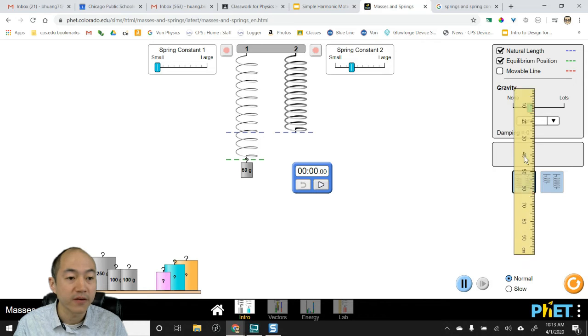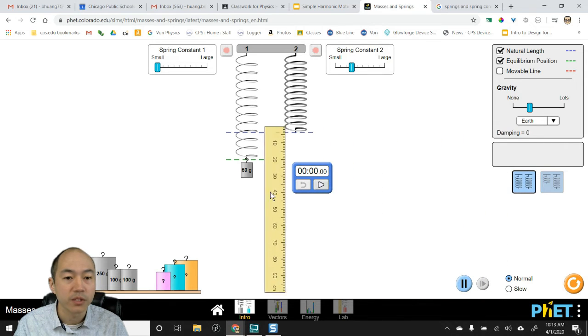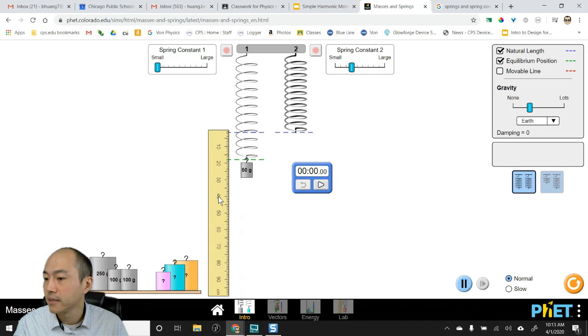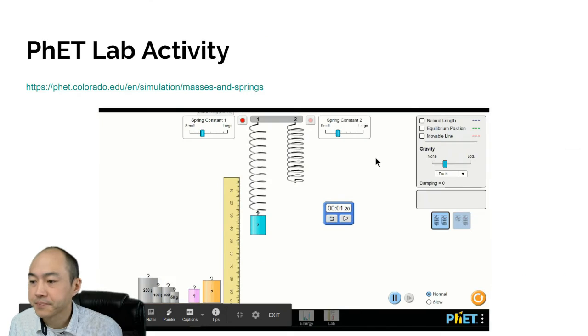And so if I wanted to find out the amount of stretch, I grab the ruler, and I place it right here, and move that there, right? And it looks like, what is that?